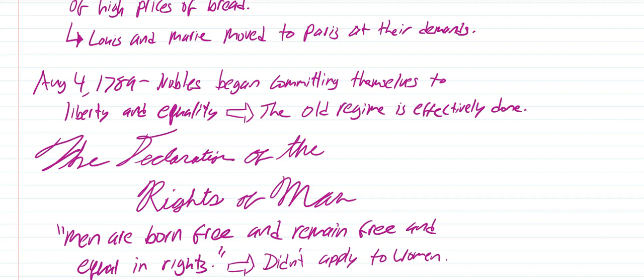So on August the 4th, 1789, nobles began committing themselves to liberty and equality. It's really in an effort to protect themselves from the possible ramifications of adhering to the old way. So at this point, the old regime, as it's called, is effectively done. So everything that existed under the absolute monarchs and the way things were, where nobility called the shots, is at this point just a done deal.